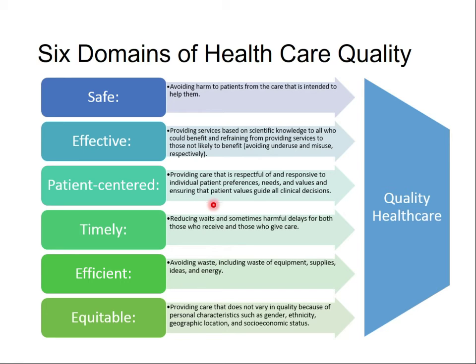Patient-centeredness looks at how you can look at the patient's need to be respectful, to provide what is valid for the patient. Timeliness means to not have much wait times, don't do harm by delaying, and provide the services as soon as possible. Efficiency is to cut costs, to eliminate waste, and use what you have in the best possible way. And equitability looks at providing the same quality of care to all individuals, to all patients, irrespective of gender, ethnicity, geographic location, or socioeconomic status.